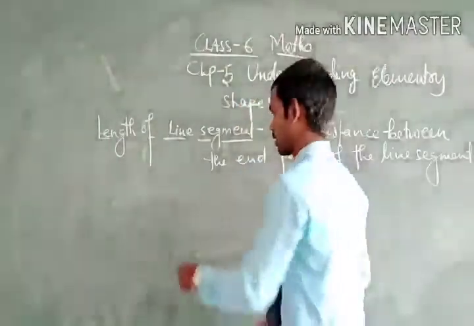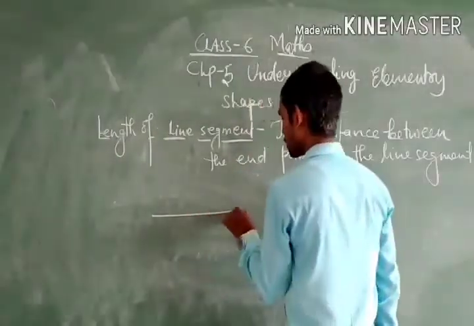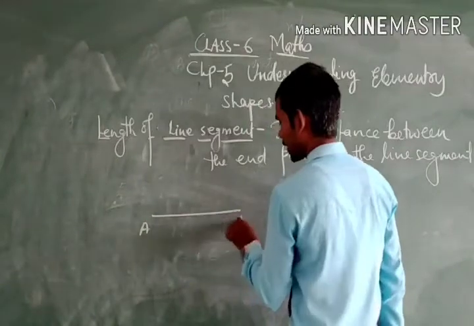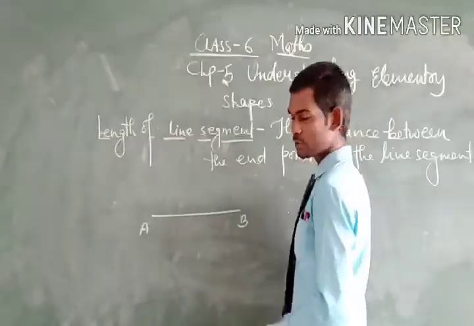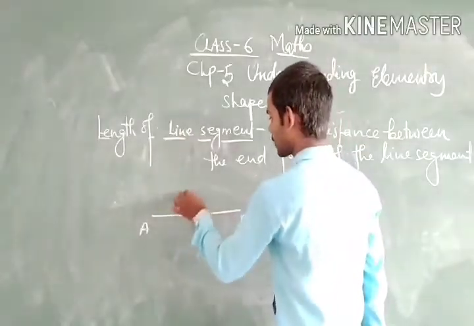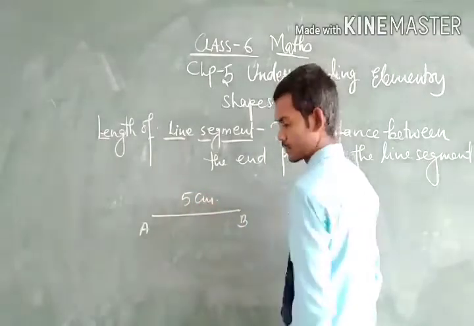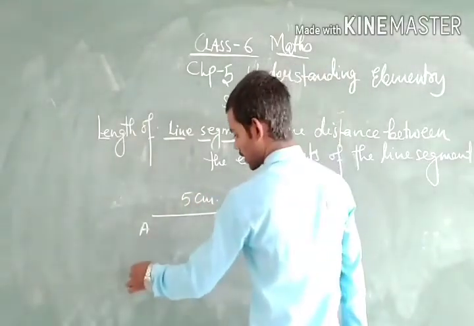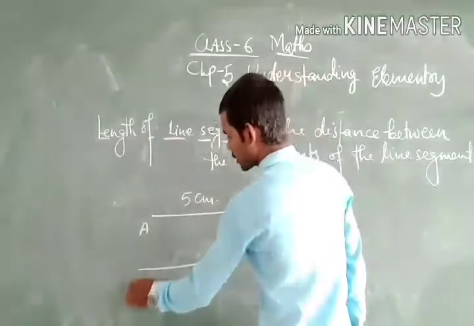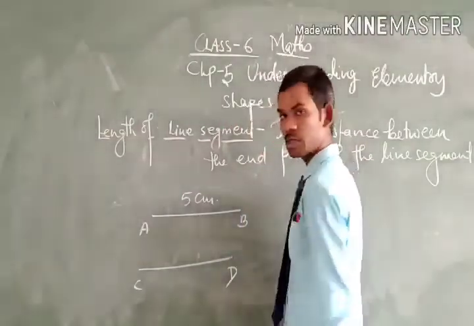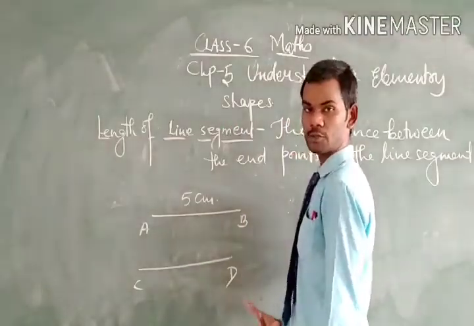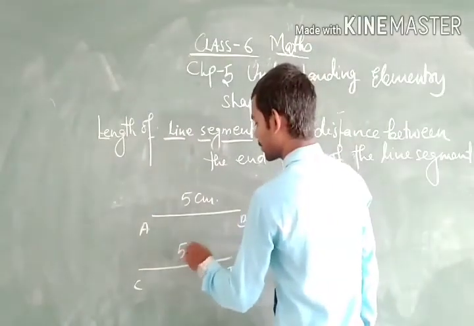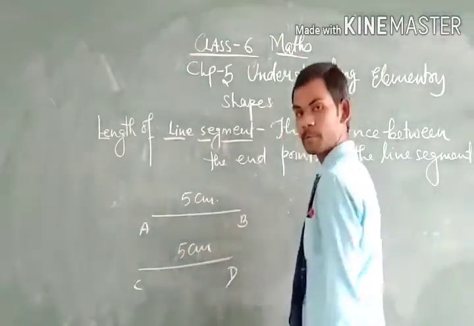Just suppose that a line segment AB is given. This is the line segment AB. And suppose that the length of the line segment AB is 5 centimeters. And there is also another line segment CD, which also has a length of 5 centimeters.